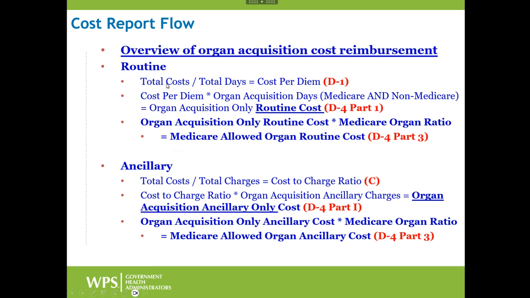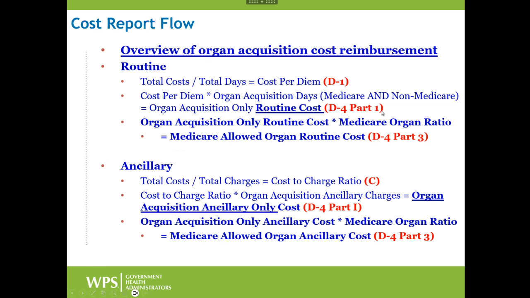Now with routine, we're still calculating the cost per diem. It's the same cost per diem used on D-1 for all routine costs. We're using that. The difference is we're not multiplying it by Medicare-only days like we did before. We're multiplying it by organ acquisition-only days, whether they're Medicare or non-Medicare patients. That's the difference. What is the multiplier? What are we trying to narrow it down to? We're not trying to narrow it down to Medicare only yet. We're trying to narrow it down to organ acquisition only at this point. So that step gives us organ acquisition only routine cost, all payer types.